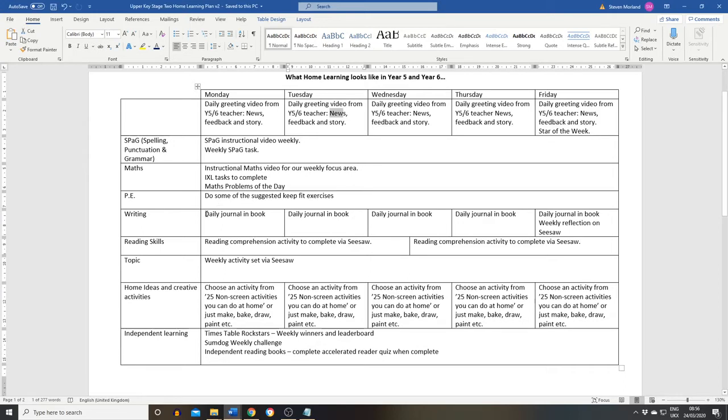Writing daily journal, a few of you did this. It's best done at the end of the day. Use the paper book that you took home or had delivered, and write in there what you've been doing. There were some nice ones of those on Seesaw last night.